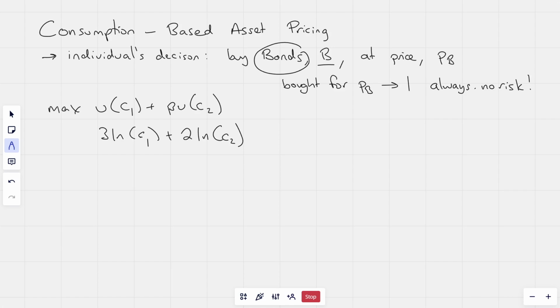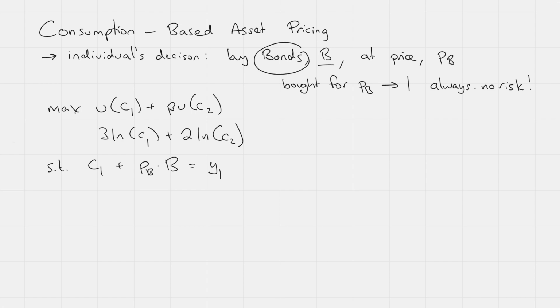Now to do this, they are going to face budget constraints, right? And their budget constraints look something like this. In the first period of life, they can either spend money on consumption or they can spend money buying bonds at price PB. And the bonds they buy at price PB have to reflect their income Y1. So if B is positive, they are saving. If B is negative, they would be borrowing.